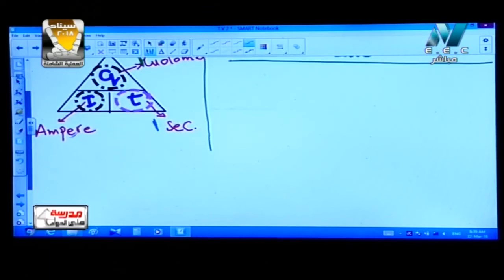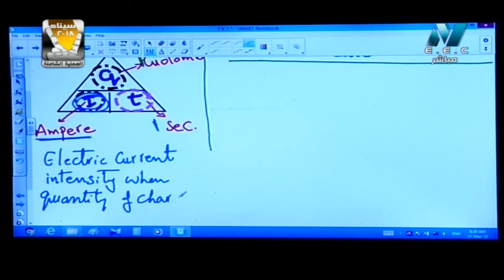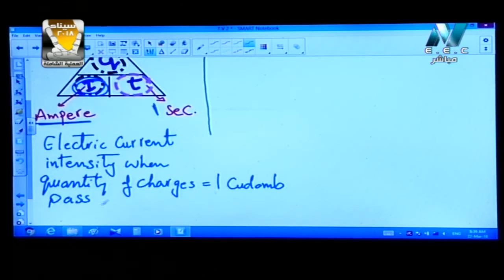Let's write it. When he asks what is meant by ampere, I say: it is the electric current intensity when the quantity of charge equal 1 coulomb passing in 1 second. So, 1 coulomb in 1 second.